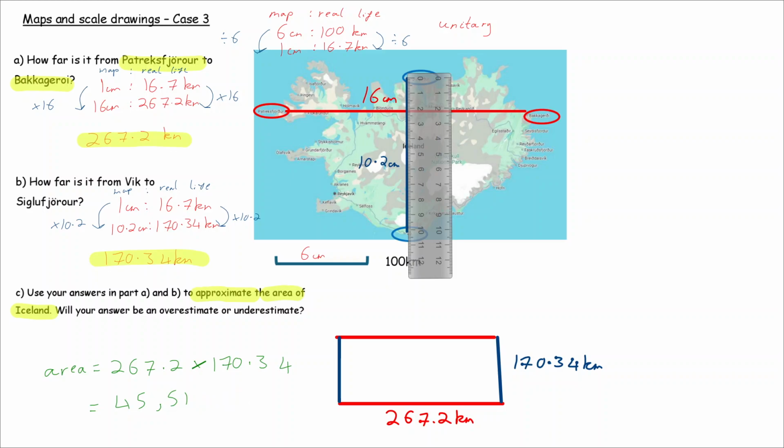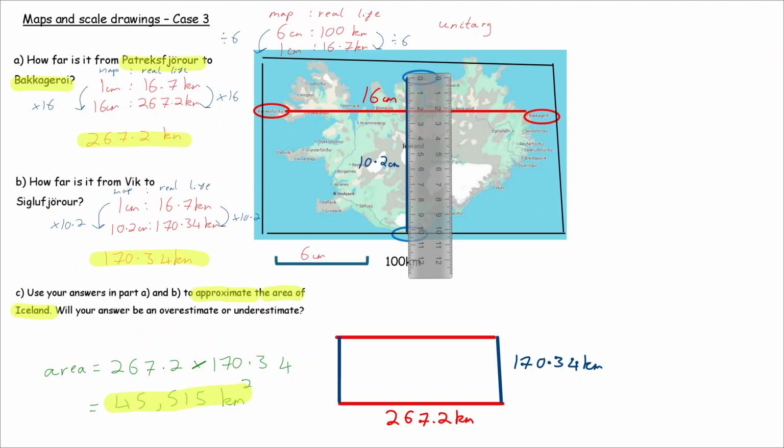In fact, I was going to round it to 45,515 just to make it a little bit nicer. And it's going to be in kilometers squared. Area is going to be your unit, and then you're squaring it. So that is an estimate of the area of Iceland. Again, I basically put Iceland into a rectangle, so the area of this here effectively is equal to 45,515. That's what I've done, which is good.